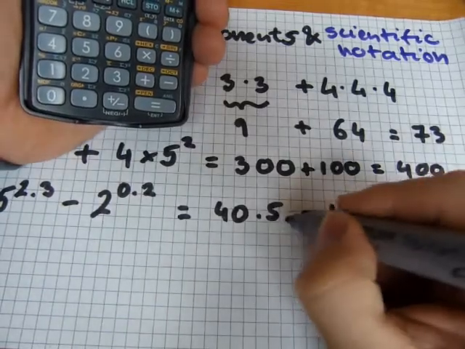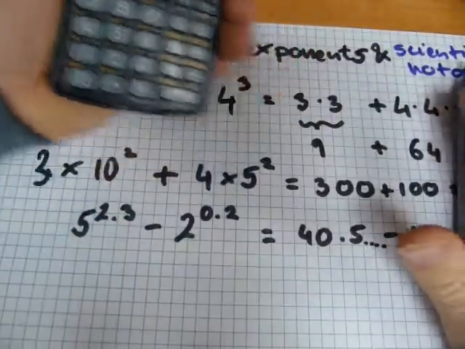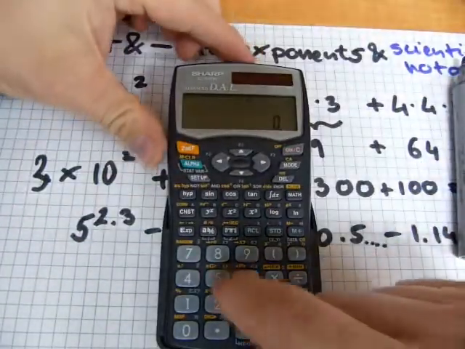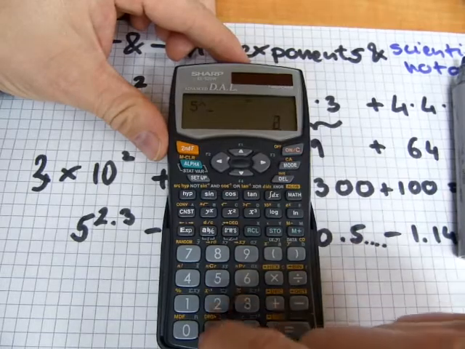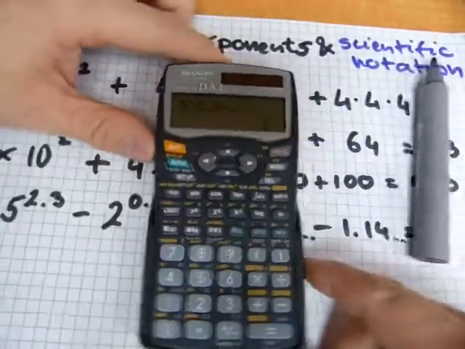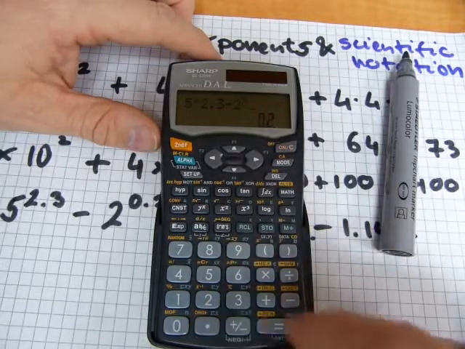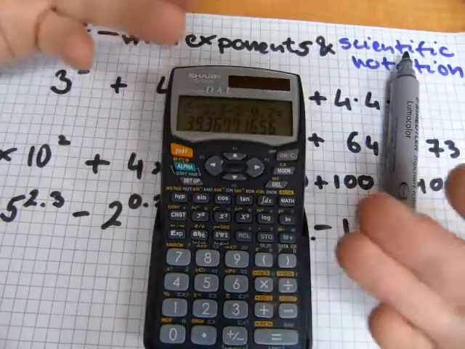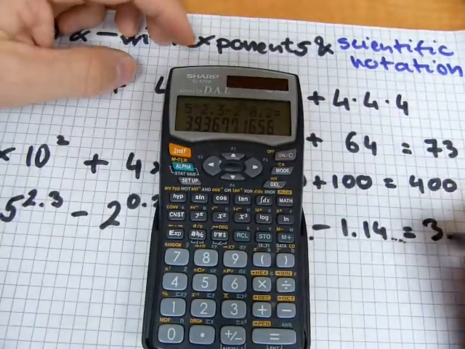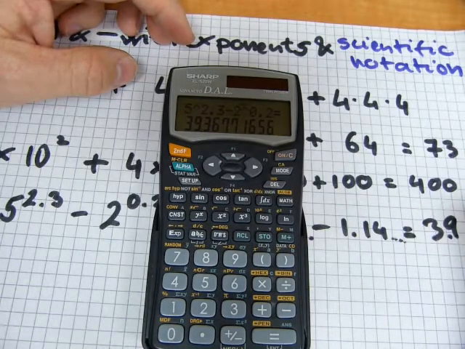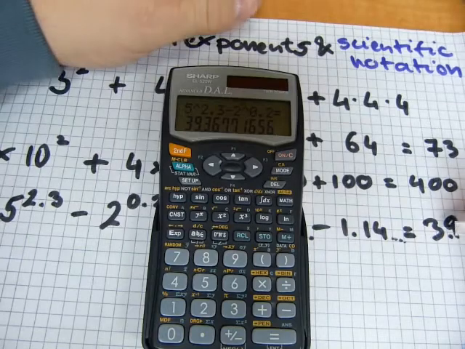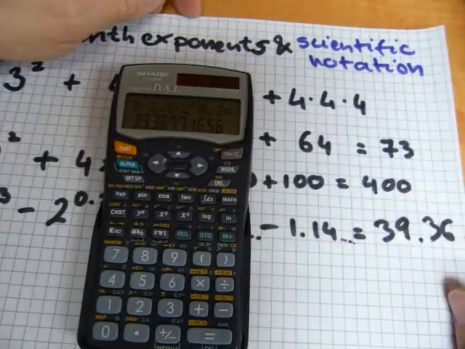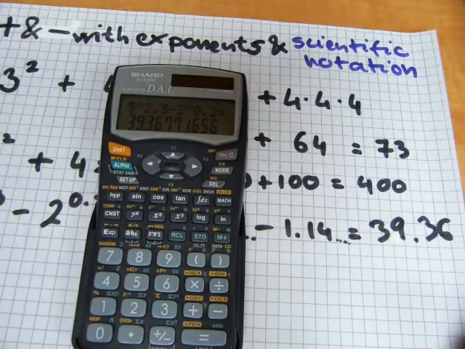However, I did truncate these numbers unfairly, they continue. You can actually do the whole subtraction problem on a calculator like this. So starting all over: 5 to the power of 2.3 minus 2 to the power of 0.2 equals 39.36. So the calculator can do all of the subtraction. 39.36, that's the answer.